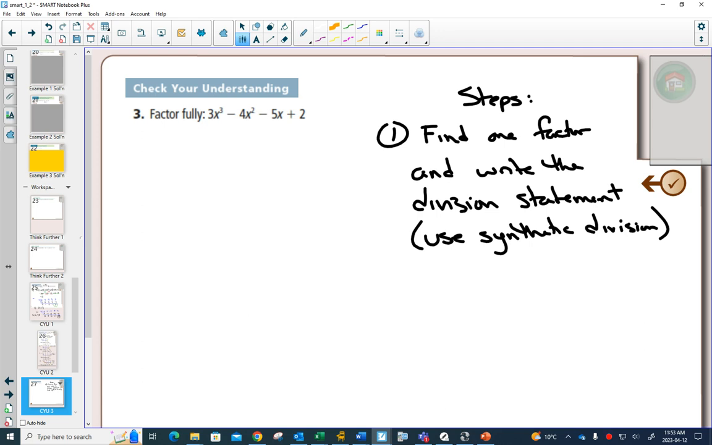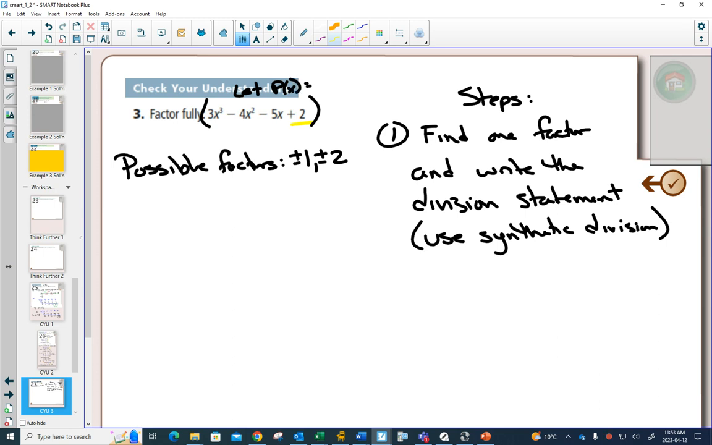This one's really nice because our constant term is a nice low number. If we look at the possible factors of 2, they're either 1 or 2. It's really quite easy, okay? Personally, again, I would above this write let P of x equal.